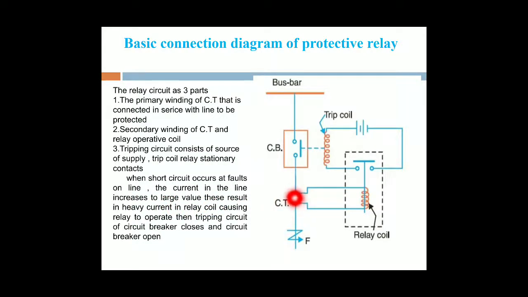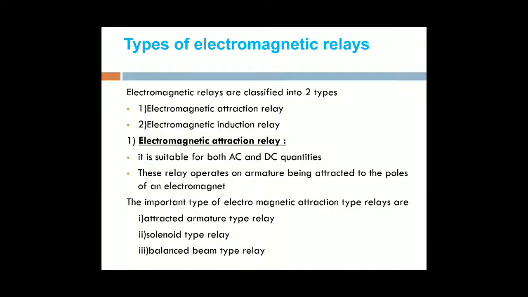The heavy currents flow through the secondary of the CTs to this relay coil. Then the MMF will be produced in this relay coil. Due to that MMF, this contact will be closed. When this contact is closed, the tripping coil is automatically energized by the battery. If the tripping coil is energized, then the contacts of the circuit breaker are separated, and it gives the alarm signal. This is the basic connection diagram of a protective relay.